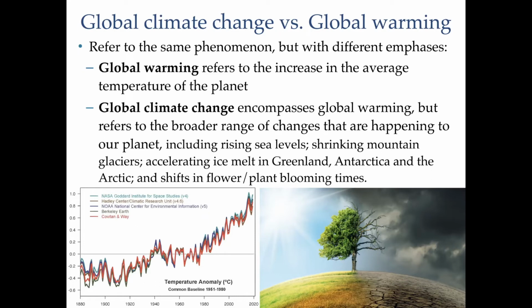So for example, we have sea levels rising, shrinking mountain glaciers, accelerating ice melt, and so on and so forth, shifts in flowers. So I would say a lot of these are also consequences of global warming. So climate change includes global warming, but it's not only global warming.